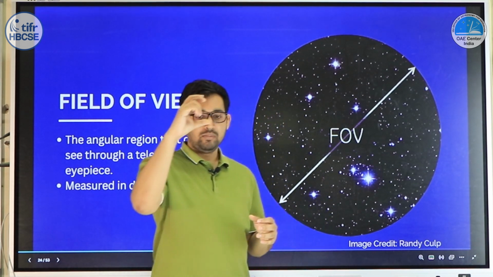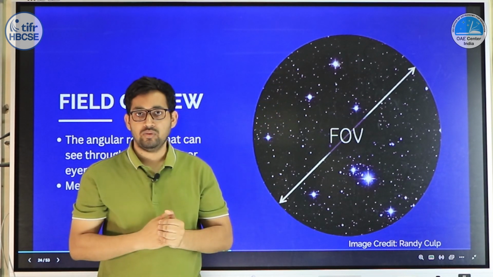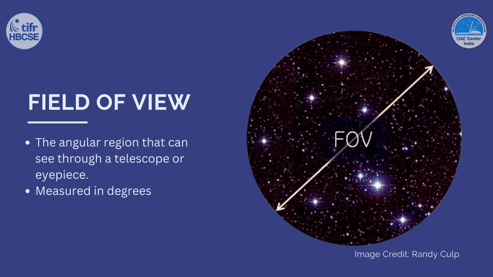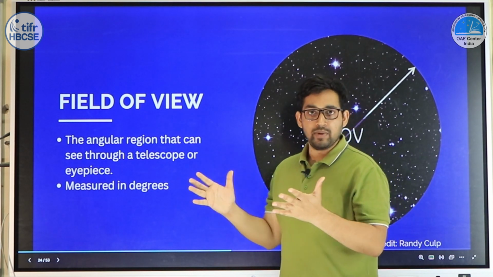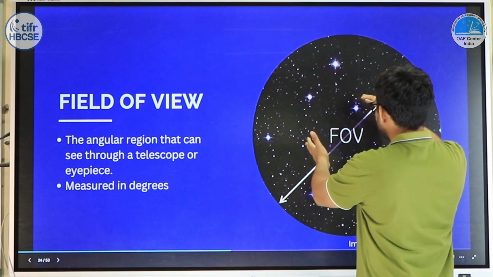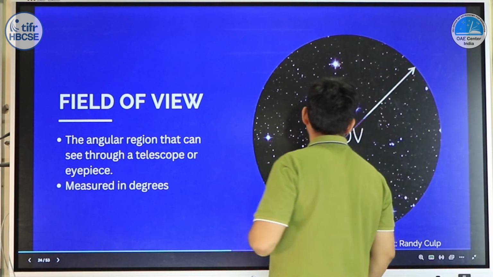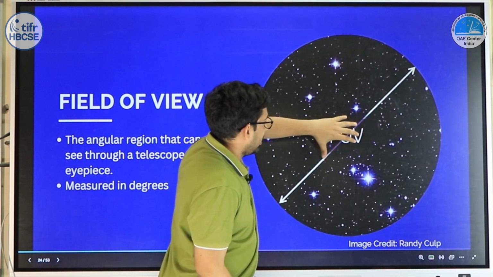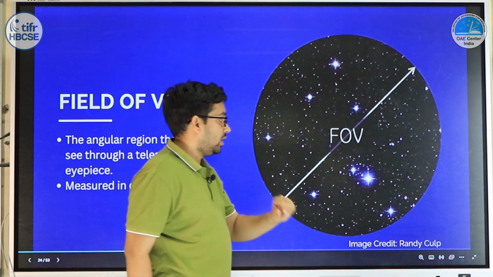So if I look at some region in the sky, the angle that region subtends to the observer's eye is called field of view. It is measured in degrees or sometimes in arc minutes. And what happens if you are using a higher magnification is that you see this region apparently zoomed in. So you see a smaller region but highly magnified. So your field of view, the region that you are observing, reduces.